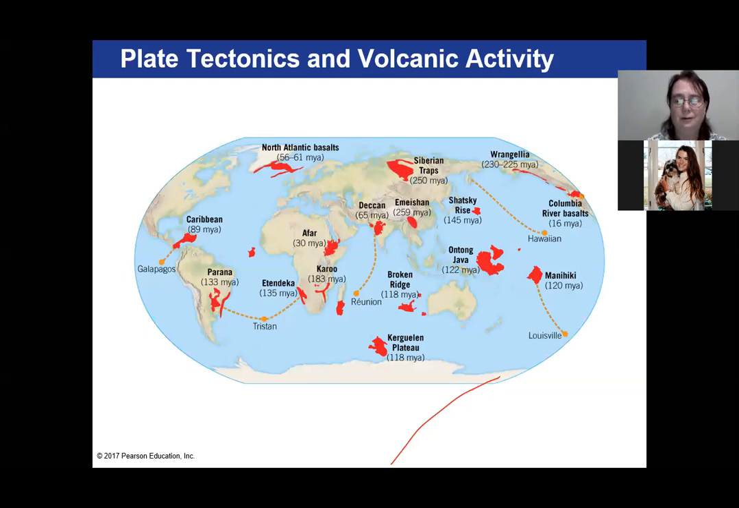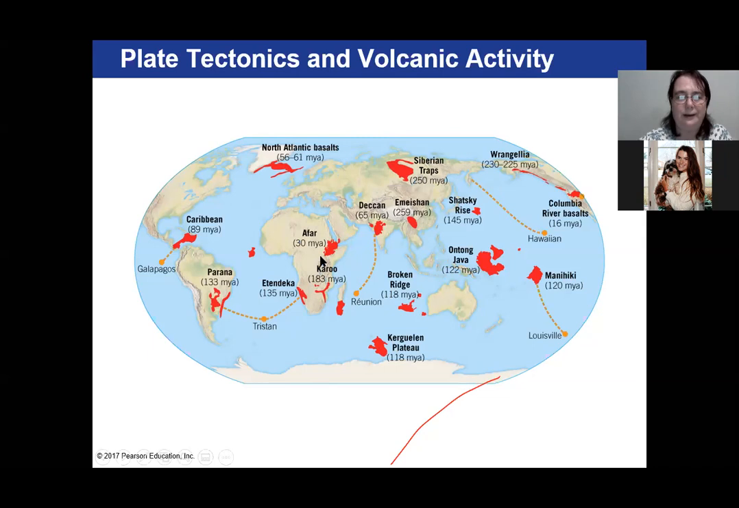Here are a lot of the main flood basalt layers that we can see. And they've all been dated pretty much. Oh yeah, Siberian traps. I keep thinking Deccan is in India. Siberian traps, that's the one that erupted for so many years and contributed to the Permian mass extinction through climate change.